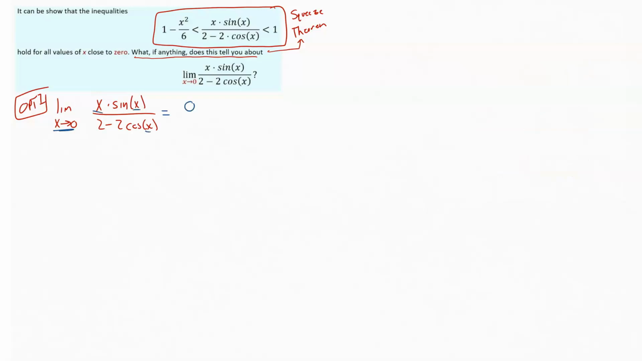and see what happens. On the top, I get 0 times the sine of 0 over 2 minus 2 times the cosine of 0. And so what you get on top is 0 times anything gets you 0. And on the bottom, you get 2 minus, and then the cosine of 0 is 1. So you get 2 minus 2, so you end up with 0 over 0. So that option 1 is going to fail us. And so what you've got to do is go and see if the squeeze theorem will work.